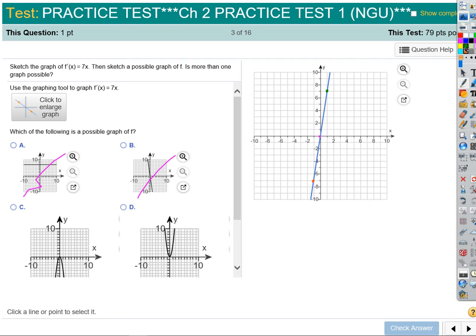Because over here at 1, there's our steep positive tangent. At -1, we get our large negative derivative, meaning steep negative tangent, right? So we know it's got to be D. Okay.